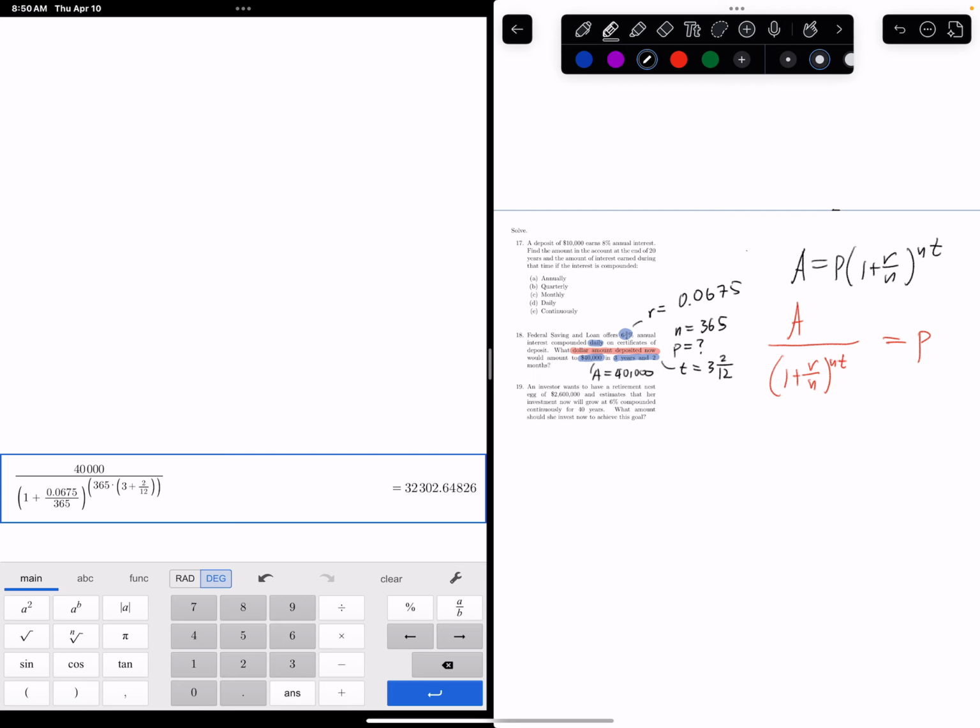That's what pops out. Okay, so you notice that the value is relatively high compared to our first question, right? So the ending result is 32,302.65 to the nearest cent. Relatively high compared to what we had in question 17. That's not that far off from 40,000 itself.